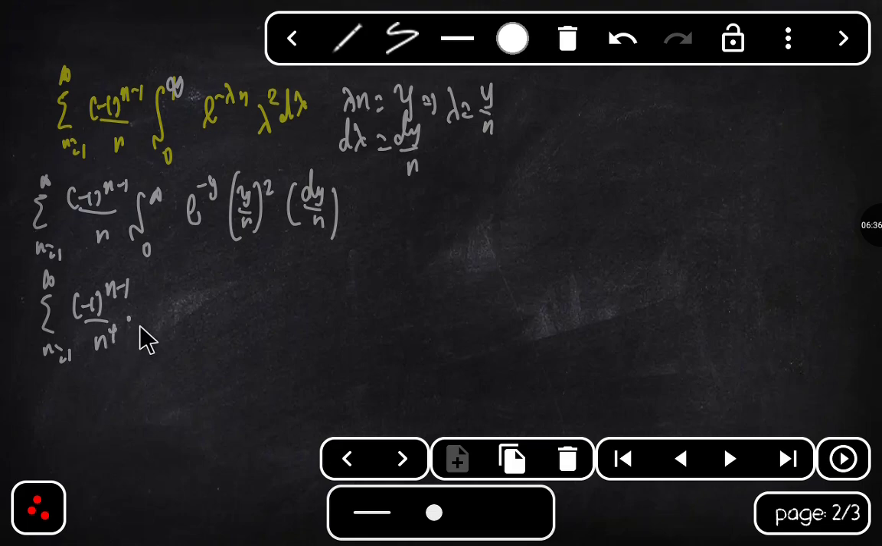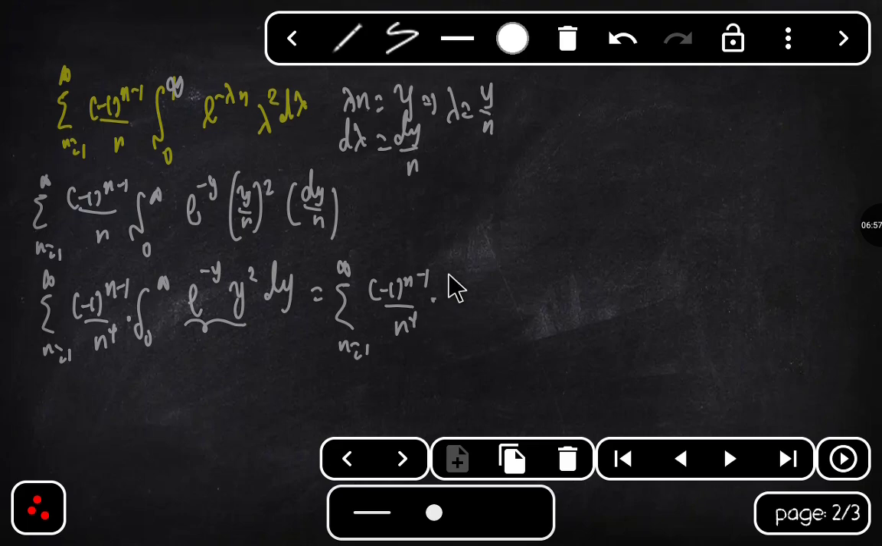Then multiply by this n, that will be 1 over n raised to the power of 4. So you have the integral from 0 to infinity of e raised to the power of minus y, then y squared, then y. If you solve this, it is the gamma function, so this will now be the sum of n from 1 to infinity of minus 1 raised to the power of n minus 1 over n raised to the power of 4, then that will be gamma of 3. Okay, you can check some of my videos on gamma function. Gamma of 3 will give us 3 minus 1 factorial, which is 2 factorial. 2 factorial will give us 2. So you have 2 multiplied by the sum of n from 1 to infinity of minus 1 raised to the power of n minus 1 over n raised to the power of 4.